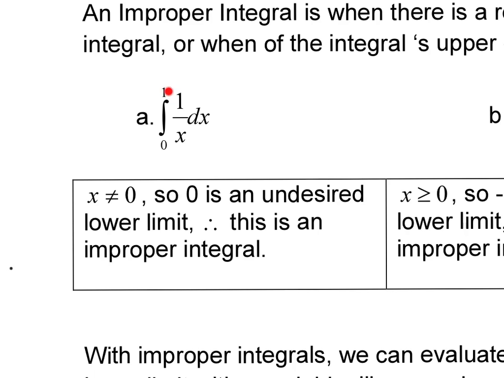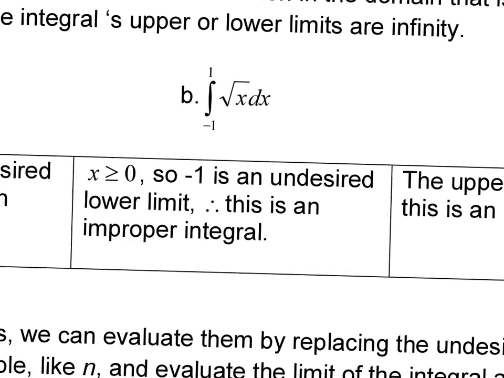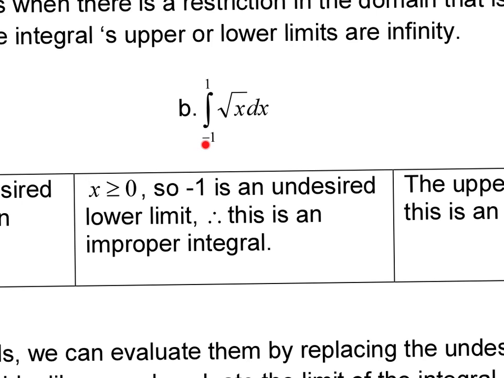Look at the limits 0 and 1, and look at the function that we're supposed to integrate. Well, does this thing even exist when x is 0? It can't, right? Because x can't equal 0, so 0 is an undesired lower limit. Therefore, it's an improper integral. How about this one? Right away, you should see -1 can't even exist inside here. So it's an undesired lower limit, therefore it's improper.